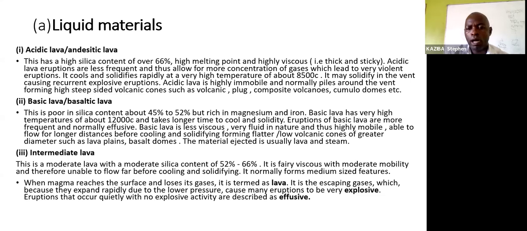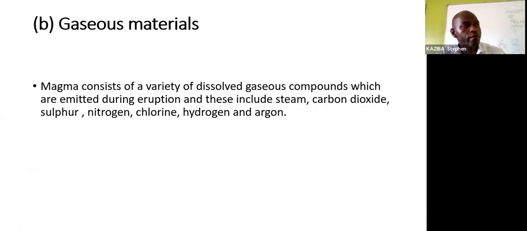And all these three determine the nature of landforms that are formed. Where you have acidic lava, it is associated with the formation of very steep landforms. Where you have basic lava, it is associated with the formation of landforms with gentle slopes.